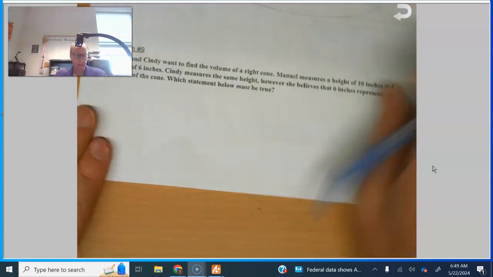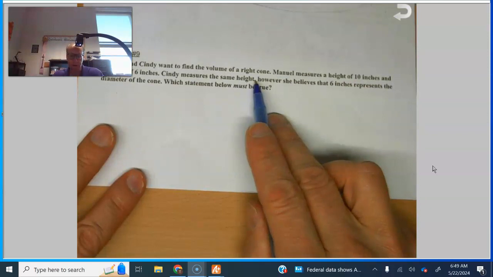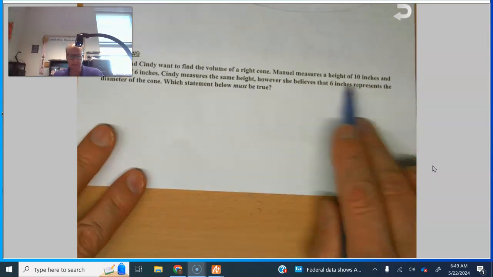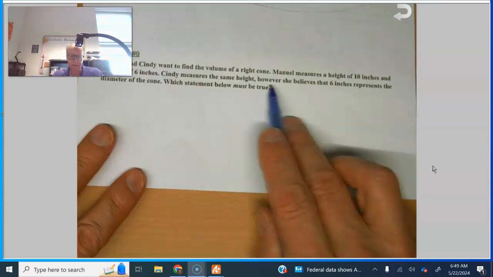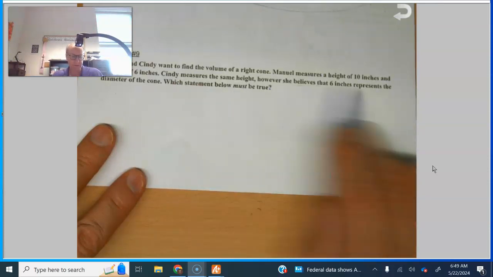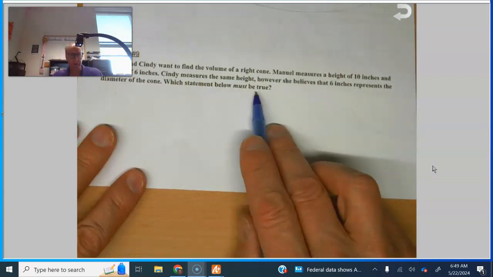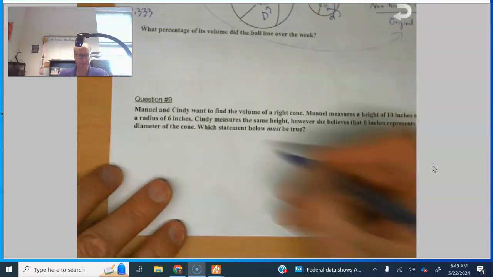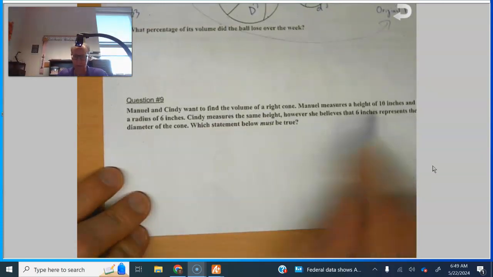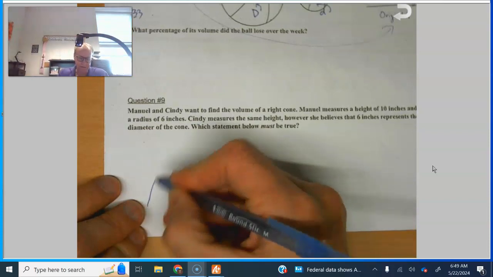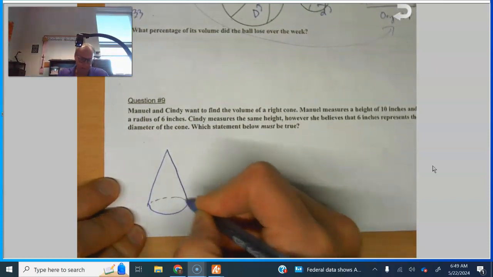Number 9. Manuel and Cindy want to find the volume of a right cone. Manuel measures the height as 10 inches and a radius of 6. Cindy measures the same height, however, she believes 6 inches represents the diameter. Which of the statements below must be true? So what I'd like you to do is just go ahead and draw Manuel's cone, which he says has a height of 10 and a radius of 6 inches.